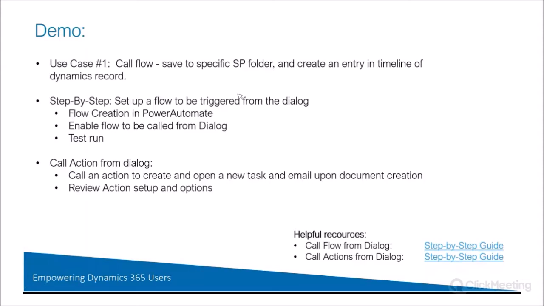It's basically 3 steps. We'll go through that really quickly, but we're going to create that flow in Power Automate. We're going to enable that flow to be called from the dialog, show you how to do that. And then we'll go ahead and give it another test run. And if I'm quick enough, I'll be able to show you the step-by-step of how it goes through the flow, but it's really quick. So that's one super benefit to it.